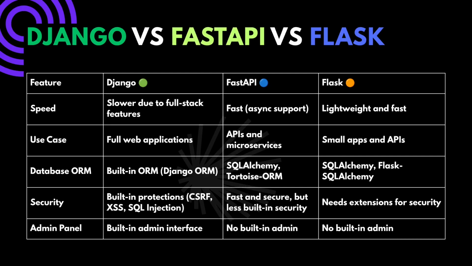If you want to use an ORM, you'll have to add an external package for interacting with the database, like SQLAlchemy, Tortoise ORM, or SQLModel. Security. FastAPI is secure and fast, but it has less security as compared to Django. And in FastAPI and Flask, we don't have any admin panel.